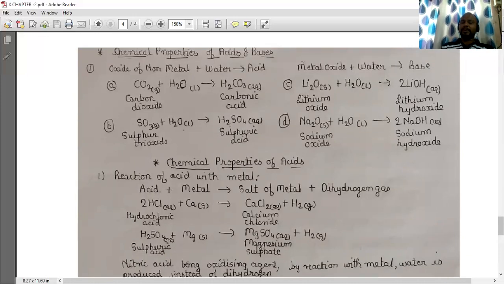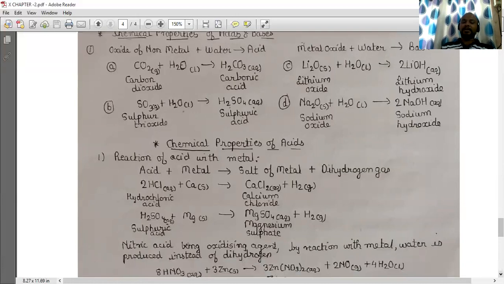Moving on to the first chemical property of acids, the reaction of an acid with metal. Whenever an acid reacts with metal, it gives you the salt of the metal and dihydrogen gas is produced. So hydrochloric acid when it reacts with calcium gives you calcium chloride plus dihydrogen gas. 2HCl plus Ca gives you CaCl2 plus H2. Sulfuric acid when it reacts with magnesium gives you magnesium sulfate plus dihydrogen gas, that is H2SO4 plus Mg gives you MgSO4 plus H2.